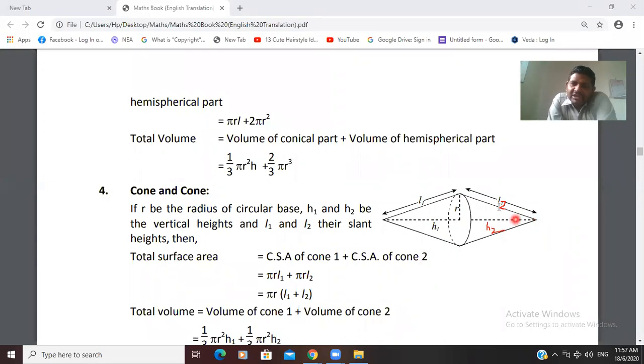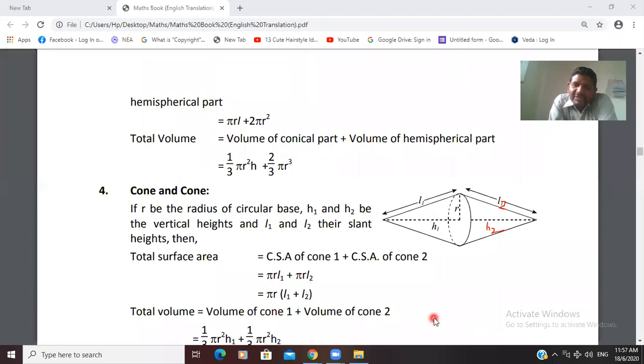So the total surface area of this solid object is the curved surface area of the first cone plus the curved surface area of the second cone. Curved surface area of the first cone is pi r L1. Curved surface area of the second cone is pi r L2. Pi r if we take common, L1 plus L2.